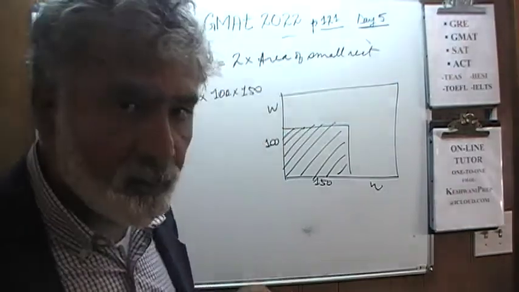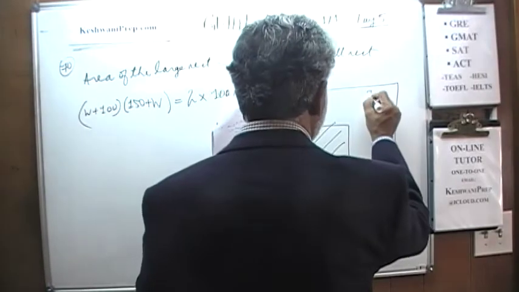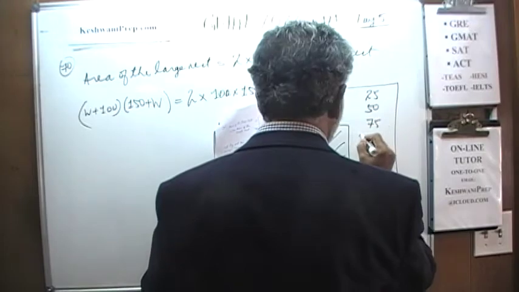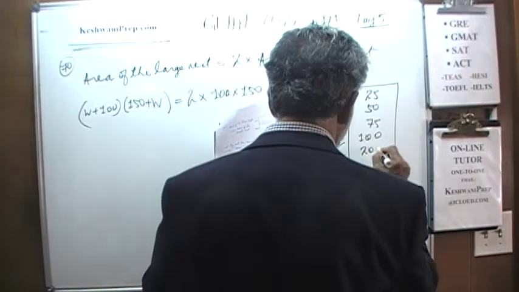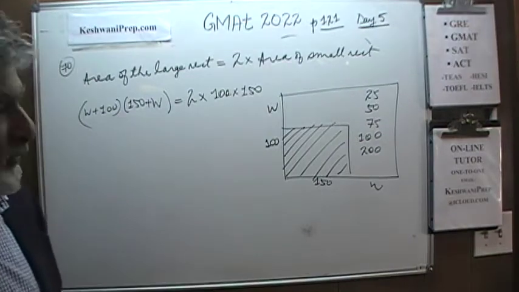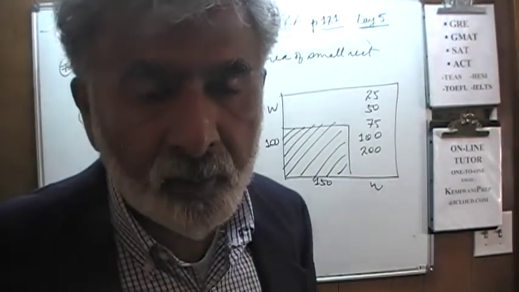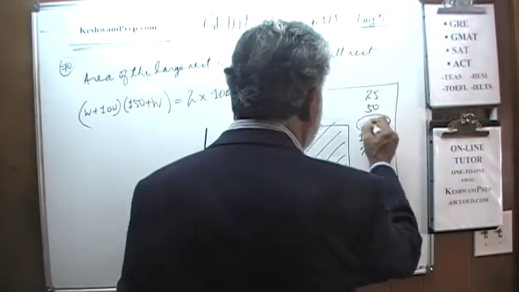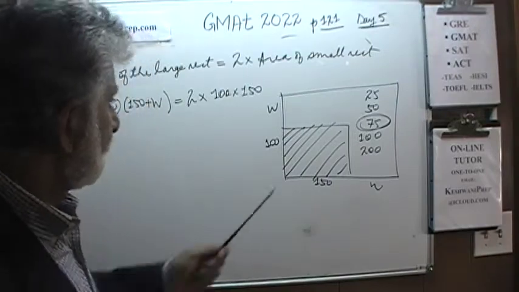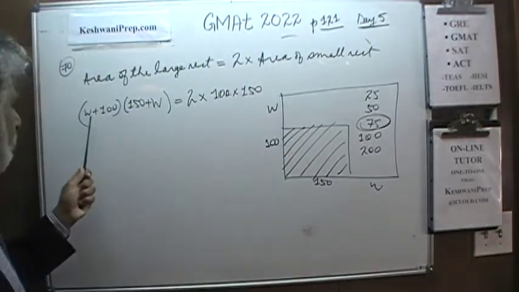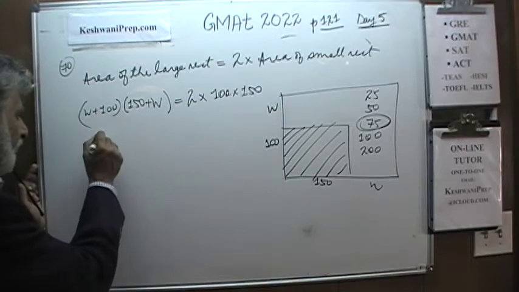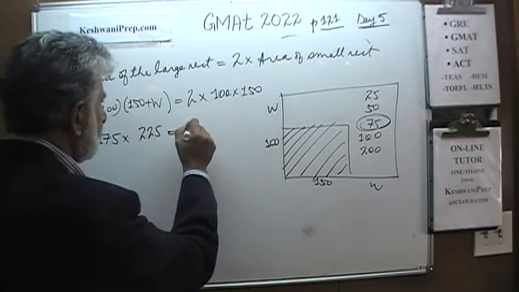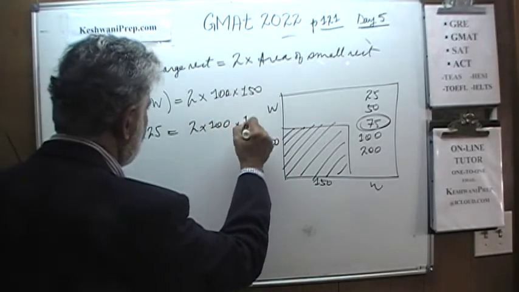The way to go here is to look at the answer choices. Answer choices are 25, 50, 75, 100, and 200. The answer has to be one of these 5. Why don't we try one of them and see what happens? When we do that, it's always a good idea to start with a happy compromise. Happy compromise is the middle one, 75. So let's pretend W is 75. So this is going to be 75 plus 100, that is 175, times 150 plus 75, which is 225, equals 2 times 100 times 150.